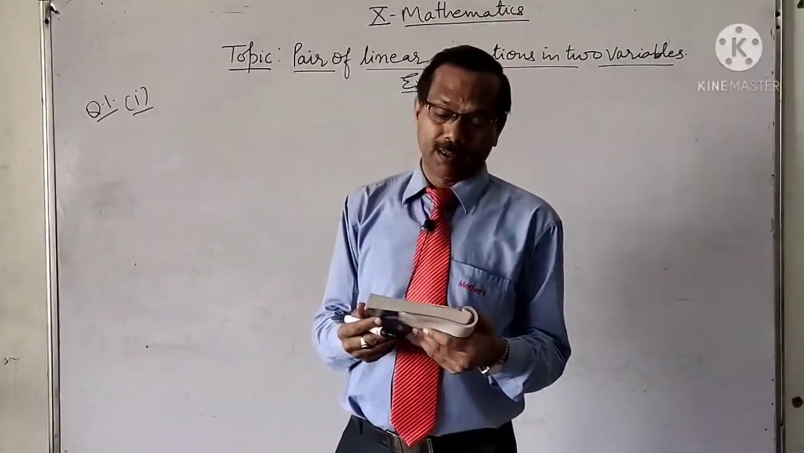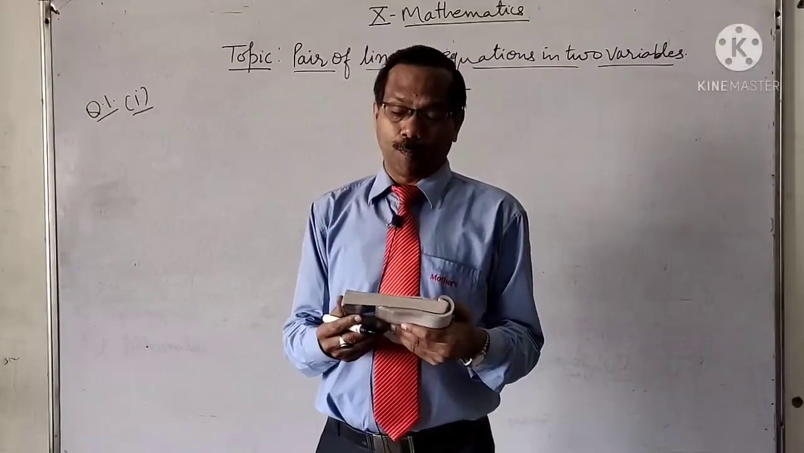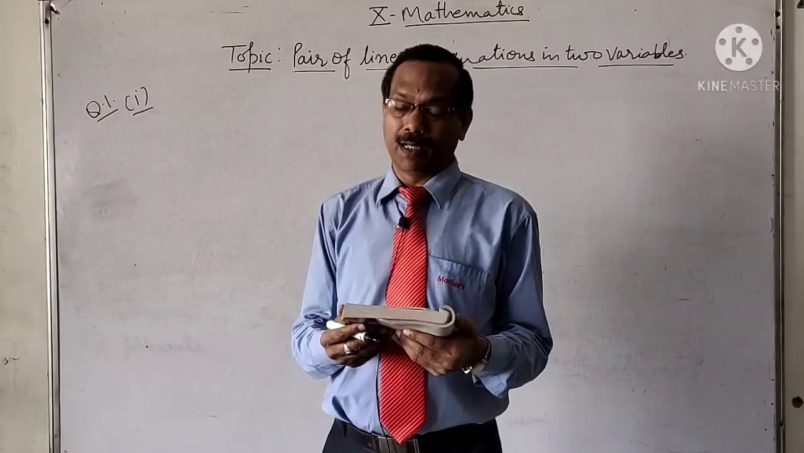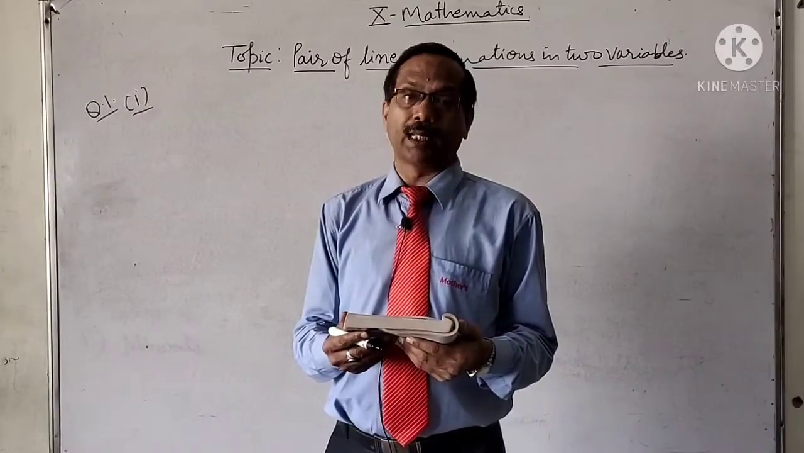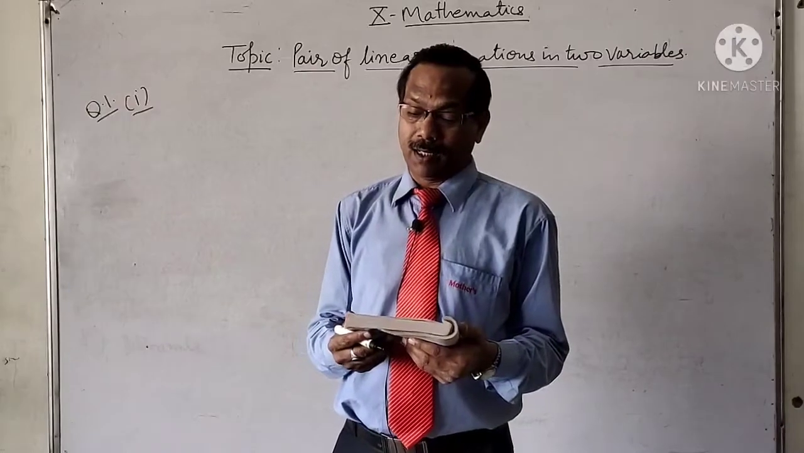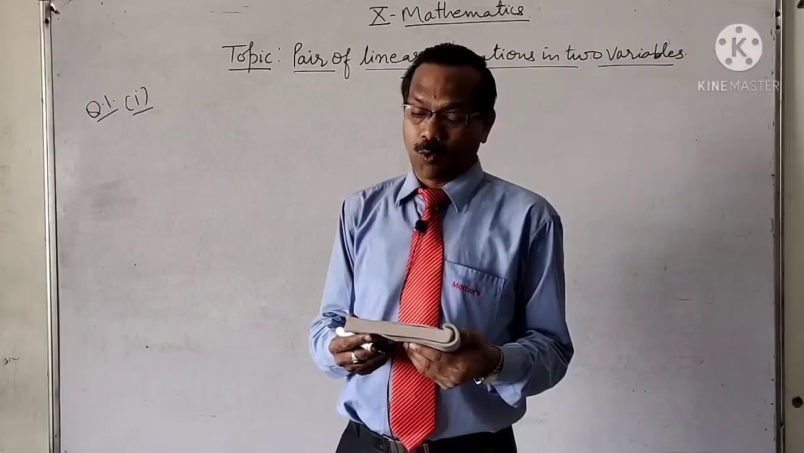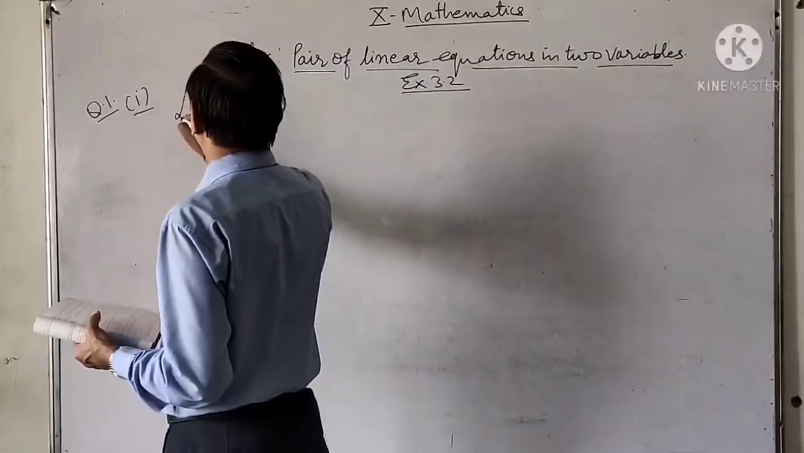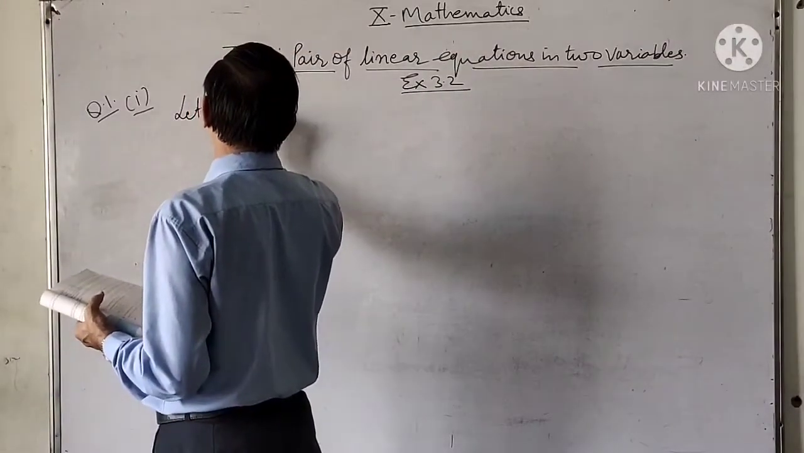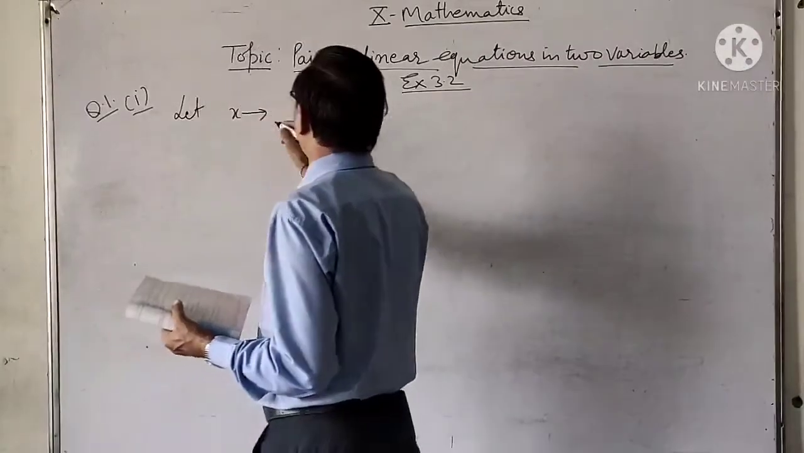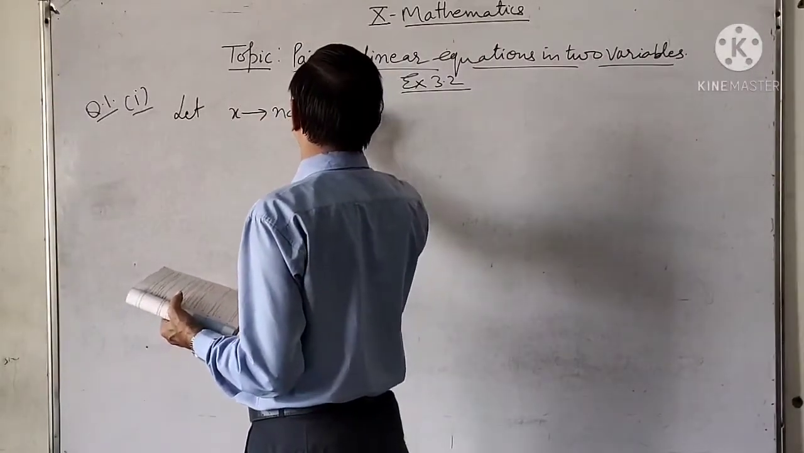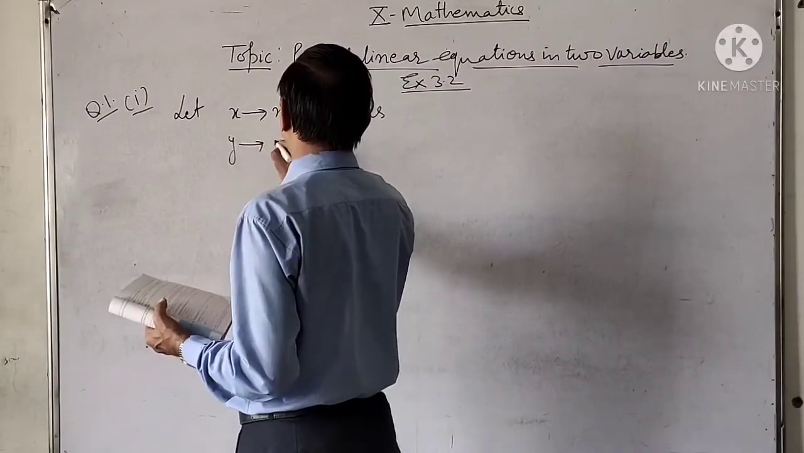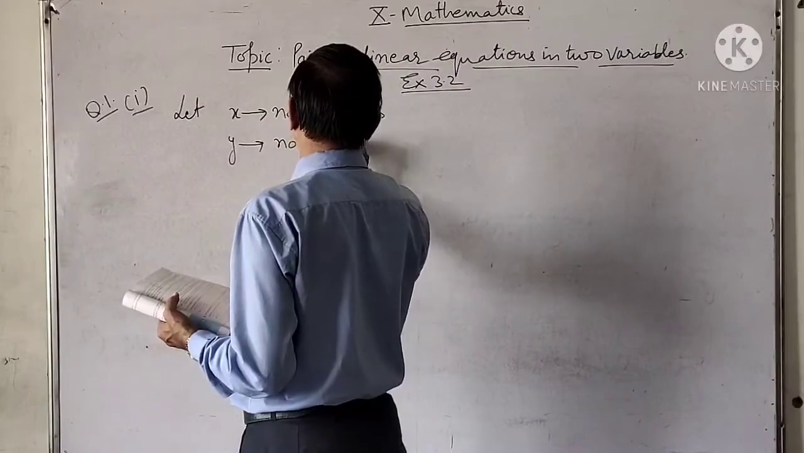10 students of class 10th took part in a mathematics quiz. If the number of girls is 4 more than the number of boys, find the number of boys and girls who took part in the quiz. Student, let x be the number of girls and y the number of boys.